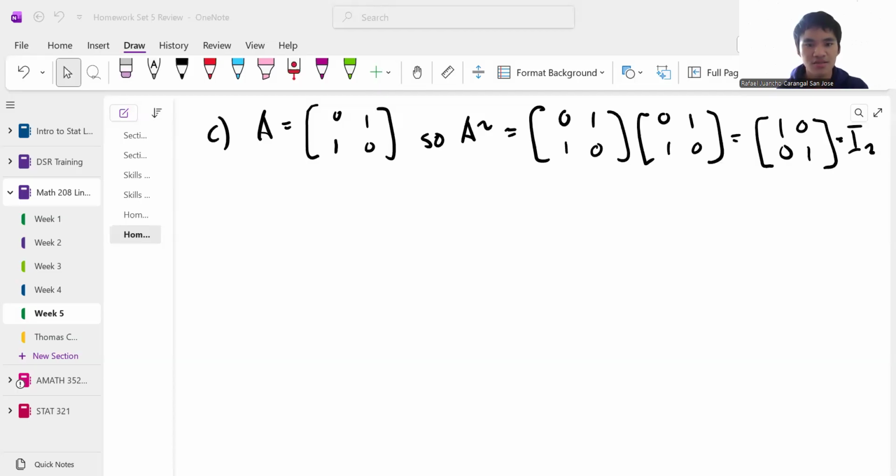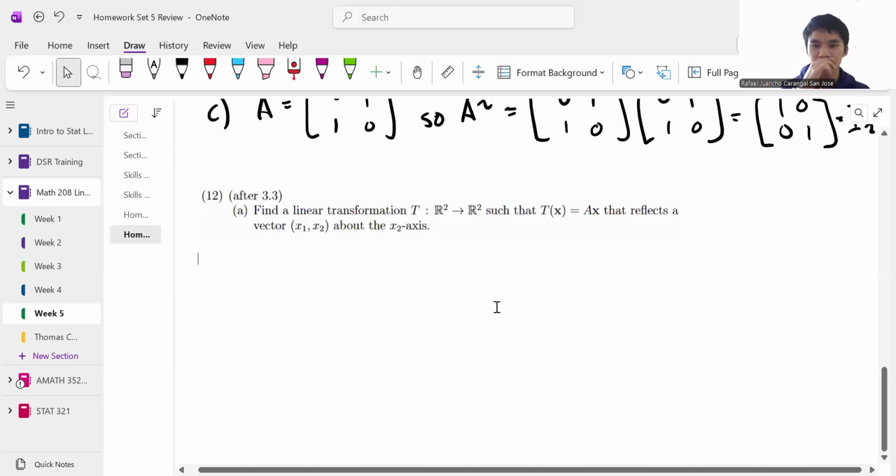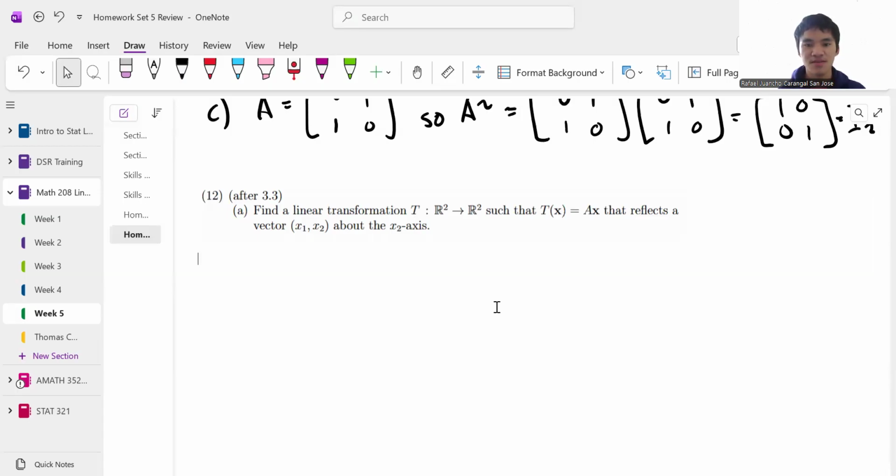Okay, here I think these are interesting ones, just because it's hard to figure it out. Okay? Let's try this one. Here we're being asked to find a linear transformation such that the linear transformation reflects a vector about the x2 axis. So what is that linear transformation? If we want this vector here to reflect about the x2 axis.